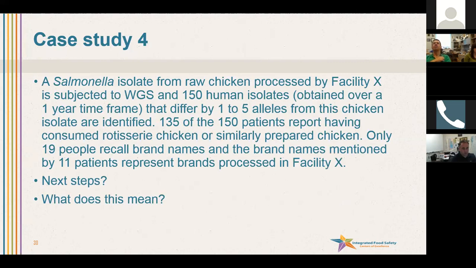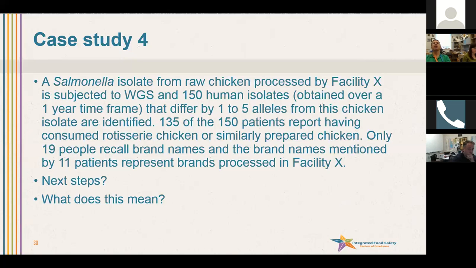Of these 150 patients, only 19 people recall brand names. 135 of these 150 patients consumed rotisserie chicken, similarly prepared chicken. 19 people sort of recall some brand names, for whatever reason, because they bought the chicken and made it themselves. 11 of these brand names represent brands actually produced by that facility.